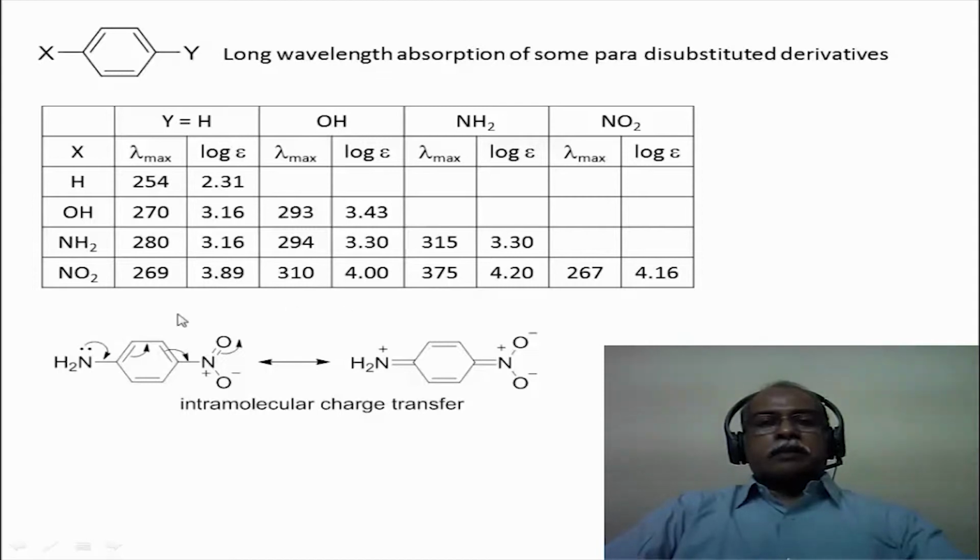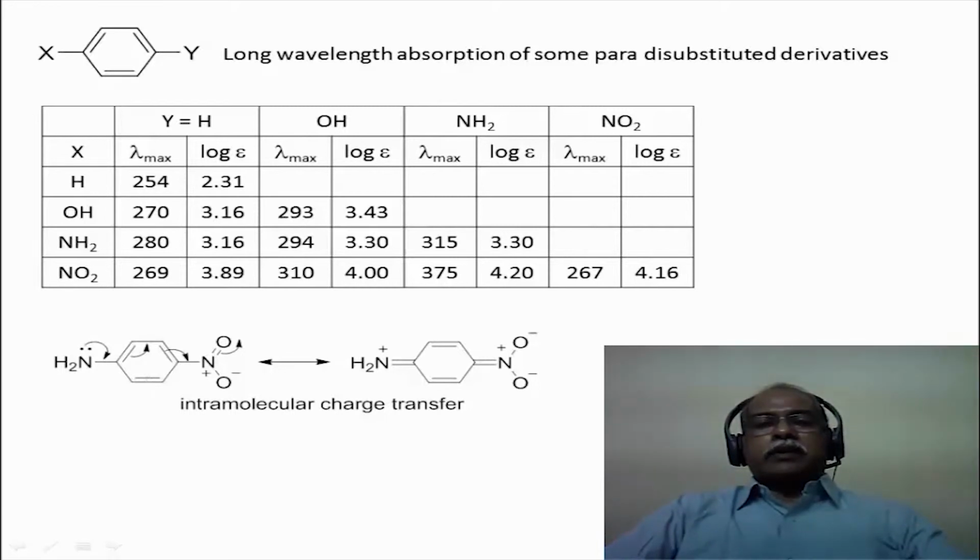In other words, para-nitrophenol is a yellow colored substance, para-nitroaniline is a deeper yellow colored substance, whereas phenol, aniline and nitrobenzene are practically colorless. I mean, nitrobenzene is sort of pale yellow, but phenol and aniline are practically colorless liquids. The color is essentially happening because of the shift of the wavelength to the longer wavelength region, which is because of the intramolecular charge transfer, represented by the canonical structures shown here.